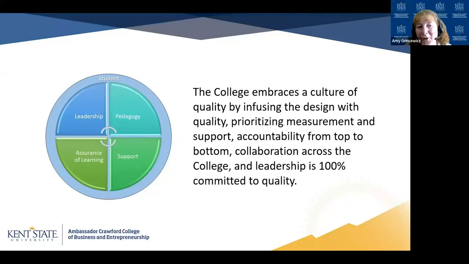Are all of you going to start collecting student data and using it to improve courses and programs?